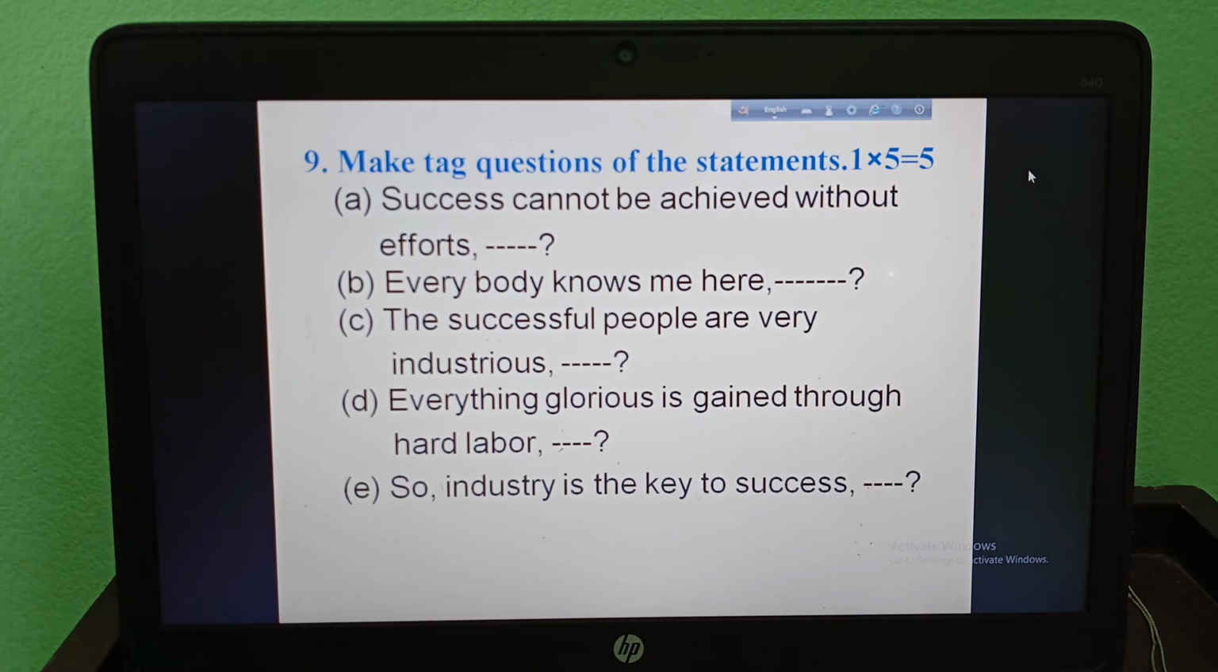Now question number 9. Some statements are given in your question paper so that you can complete them using tags. Tag means to attach, to opine something, and this question will carry also 5 marks. You may call it a kind of transformation, I think, from a statement to interrogative.